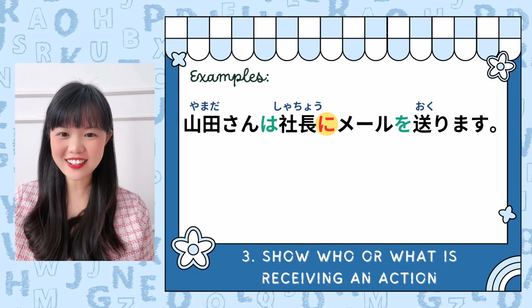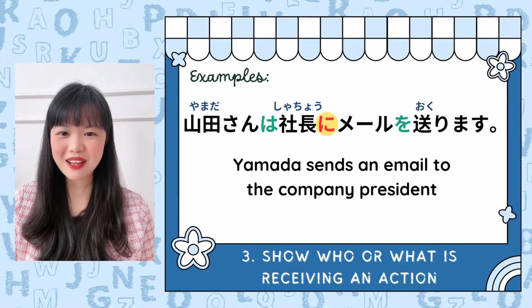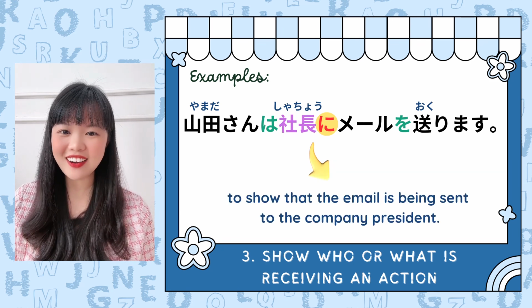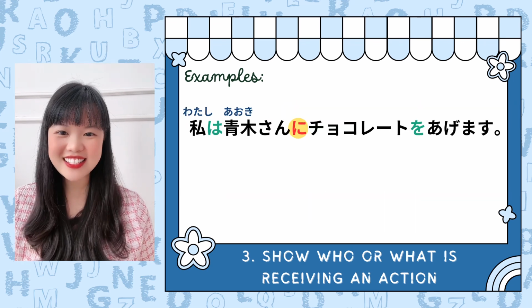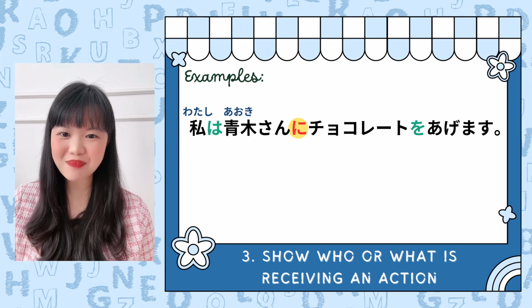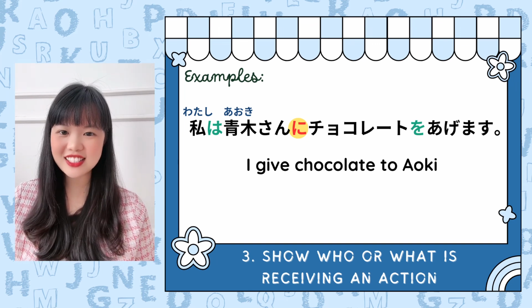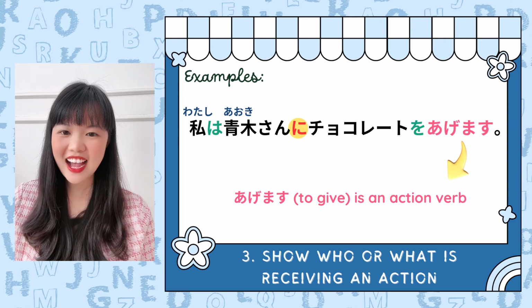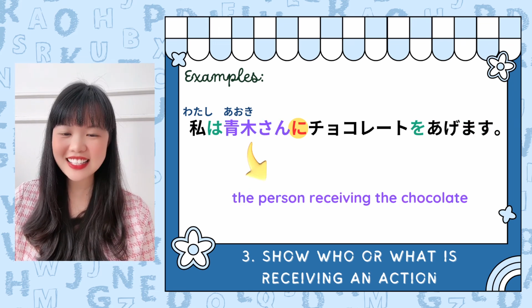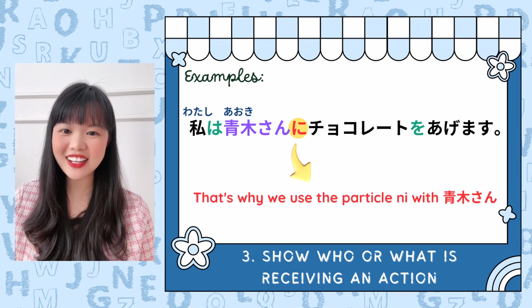Yamada-san wa shacho ni mailを送ります. Yamada sends an email to the company president. Here, the particle ni is used with shacho to show that the email is being sent to the company president. Another example, 私は青木さんにチョコレートをあげます. I give chocolate to Aoki. In this sentence, あげます, to give, is an action verb, and Aoki is the person receiving the chocolate. That's why we use the particle ni with Aoki.